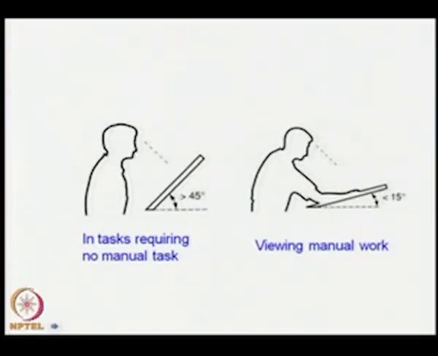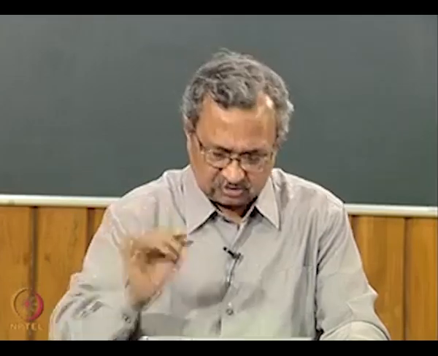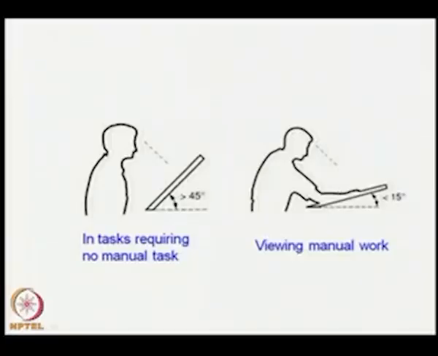Another thing is that while doing some tasks, we may need to concentrate on something to read and write. In tasks requiring no manual work, a slope of around 45 degrees can be given so that it is easier to read, and where manual work is necessary, it may go around 15 degrees. So, this not only helps the handling part of the operation, it also eases our vision.